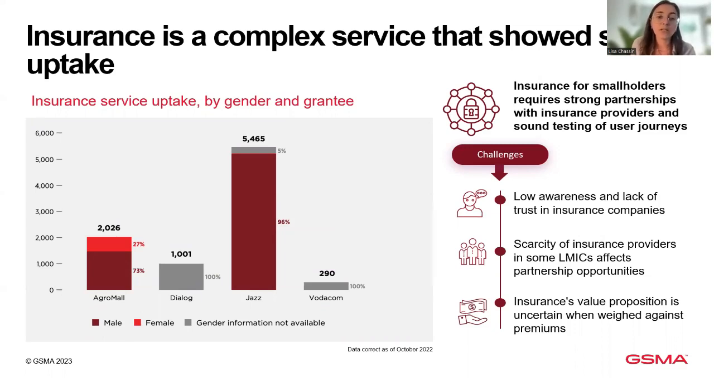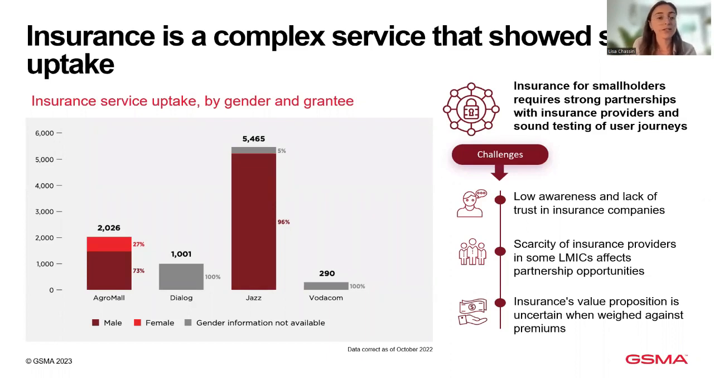All in all, insurance was piloted with more than 8,700 farmers, and the type of insurance provided varied across markets. While Agromol implemented a loan insurance, Dialogue, Jazz, and Vodacom provided covers for farmers in the form of weather index insurance and area yield index insurance.